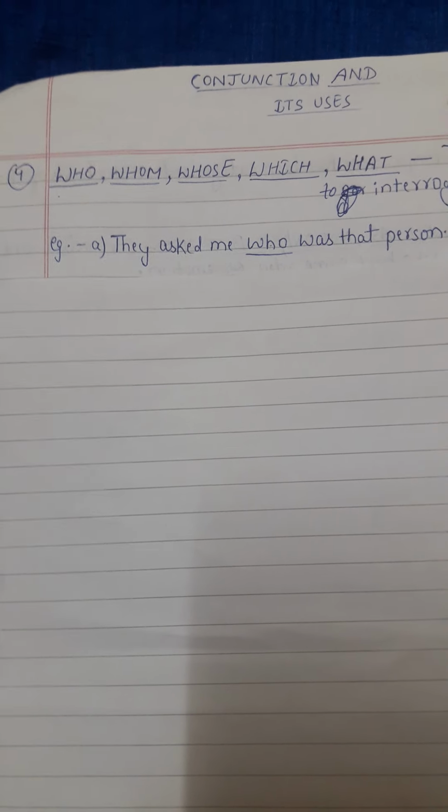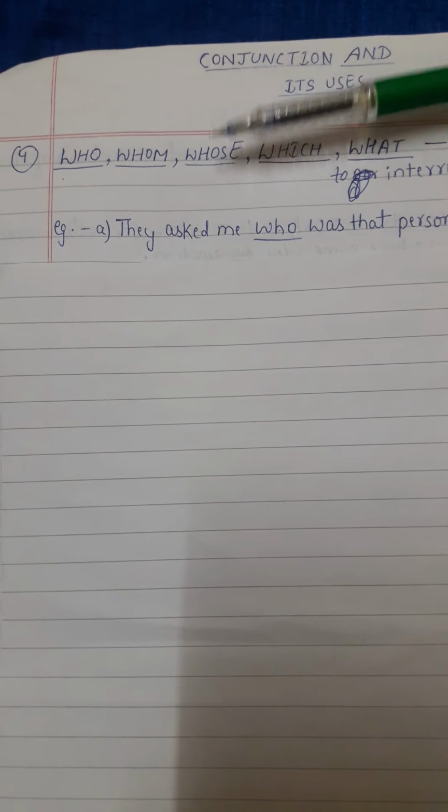I'm making questions in direct speech, but here these words are being used as conjunctions. It means it will definitely ask a question, but as a conjunction. So let me explain through the examples. The first example is: they asked me who was that person. Here you can see I have used a full stop, not a question mark.